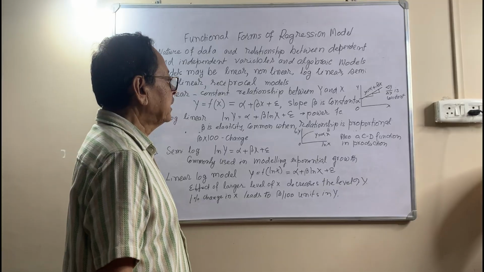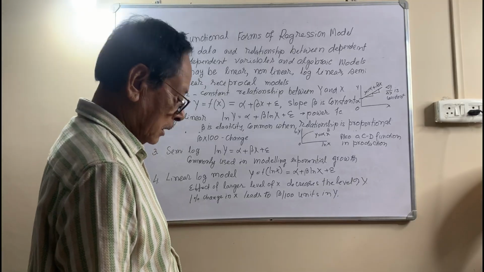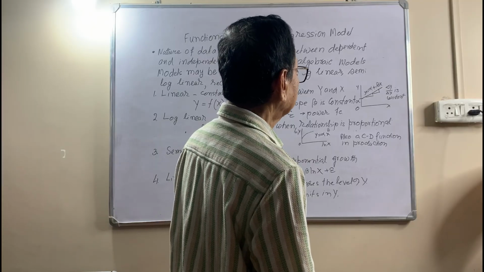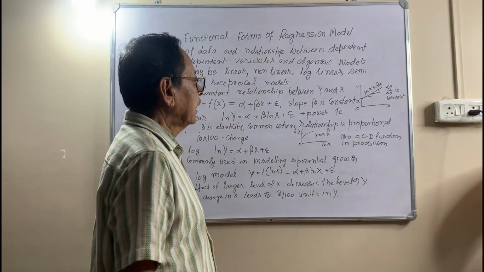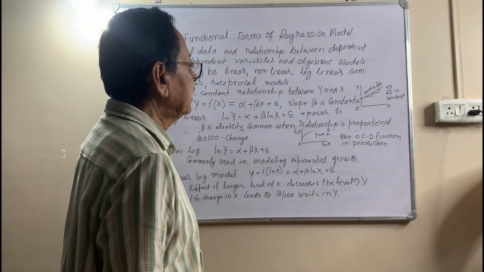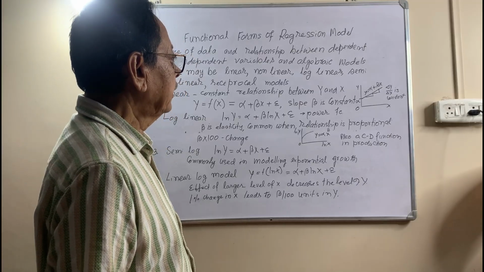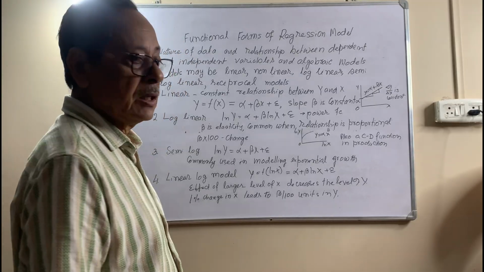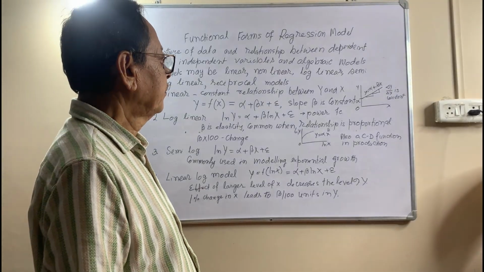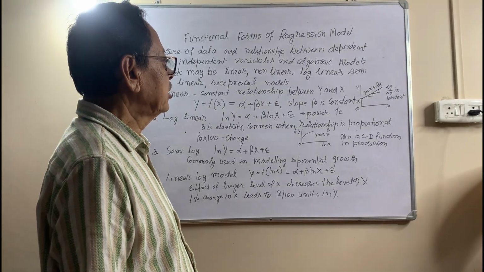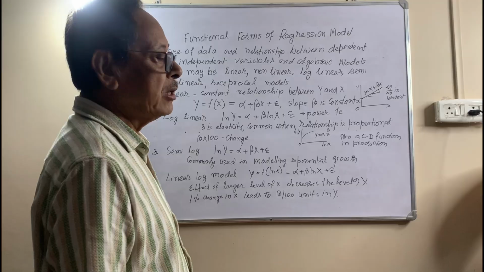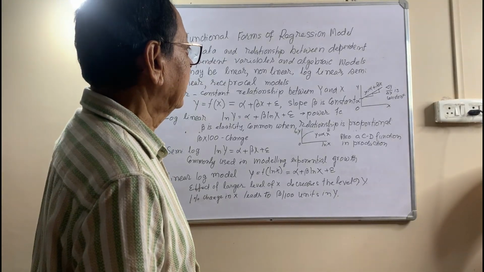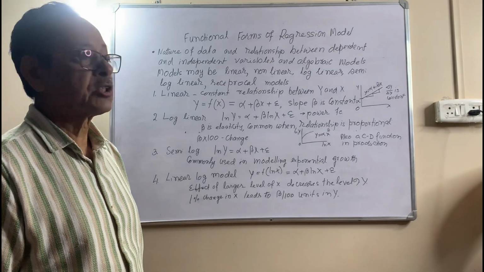So beta is constant. Now if we see the diagram, it is a straight line, alpha is the intercept, and with every 1 unit change of x, y will change in a constant way. So that means delta y by delta x is constant.